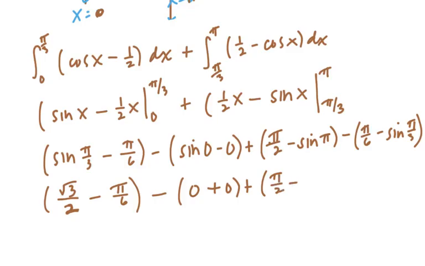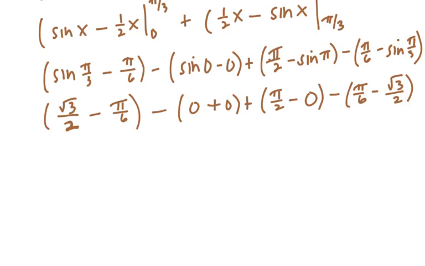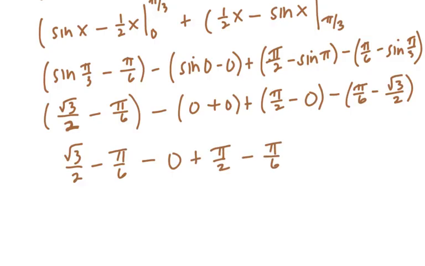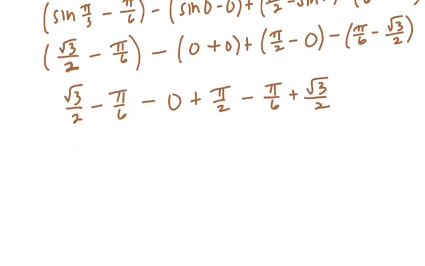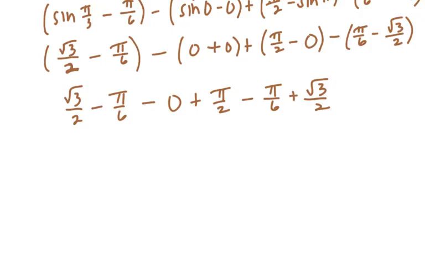Pi over 2 minus sine of 0 is still 0. Minus pi over 6 minus the sine of pi over 3, which is still, I'm sorry, square root of 3 over 2. So we have the square root of 3 over 2 minus pi over 6 minus 0 for both of those, plus pi over 2 minus pi over 6 plus square root of 3 over 2. They do come out to similar values, subtracting in different ways.